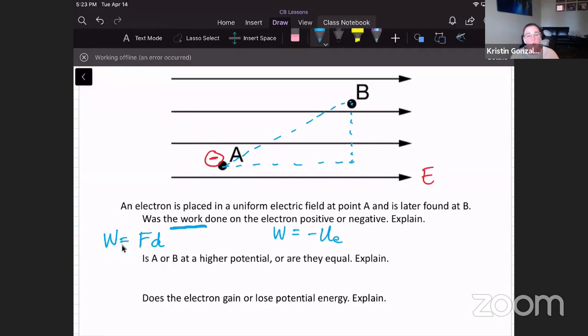So here, which way is the force on this electron? Which way do electrons experience forces in an electric field? Is it with the field or the opposite direction of the field? Well, positive charges experience forces in the same direction, so negative charges experience electrostatic forces in the opposite direction. So the work is going to be equal to the force times that displacement. And if our force is in the negative direction, then we can say that the work is negative.